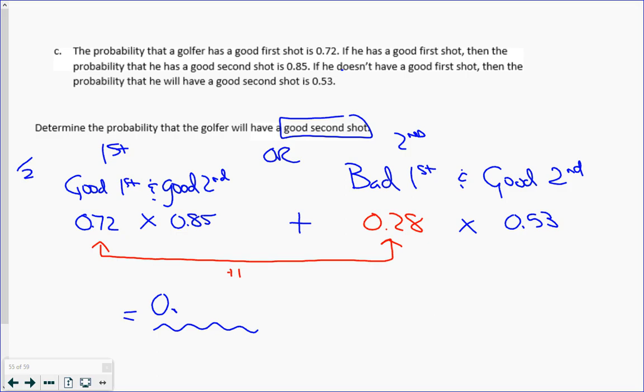So let's say on your work, you did 0.72 times 0.85 plus 0.72 times 0.53. Let's say that was the mistake you made. You're still getting 1 out of 2. Okay. Let's say you only did this and you didn't do that, then you're getting probably 1 out of 2 or 0.5 out of 2, right?